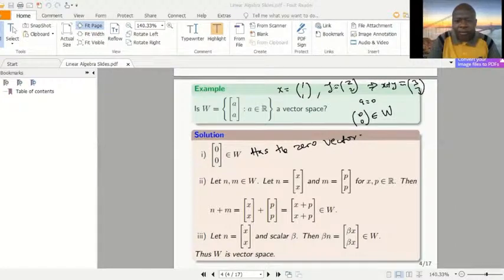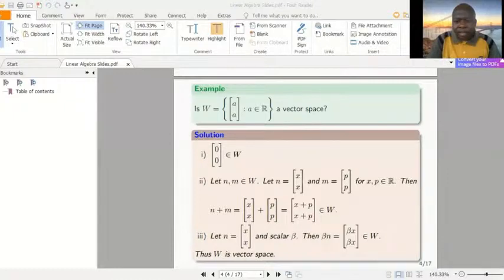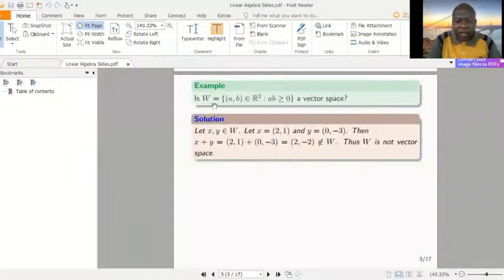Let me just show you. In the earlier example, I discovered it would not be a vector space, and therefore I came up with specific examples: I chose a vector, chose another vector, added them, and found something that was not in W. So when you discover that it will not be a vector space, you choose specific examples to show that one of the three properties we're looking for will not be satisfied.